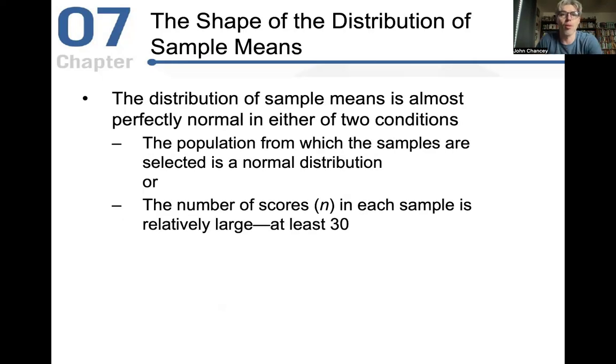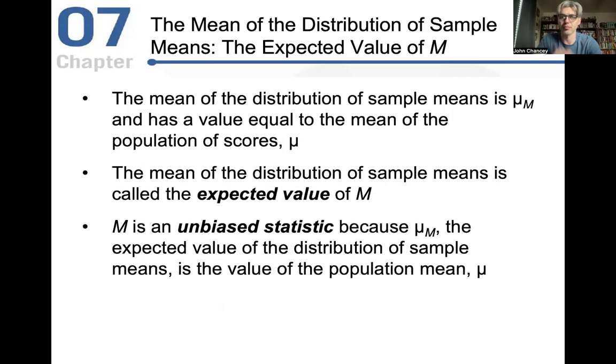So more about the shape of our distribution. The distribution of sample means is almost perfectly normal in either of two conditions. The population from which the samples are selected is already a normal distribution. So if we're already working from a normal distribution, those sample means should start to resemble that as well. Or the number of scores in each sample is relatively large, at least 30. Again, kind of satisfying that central limit theorem.